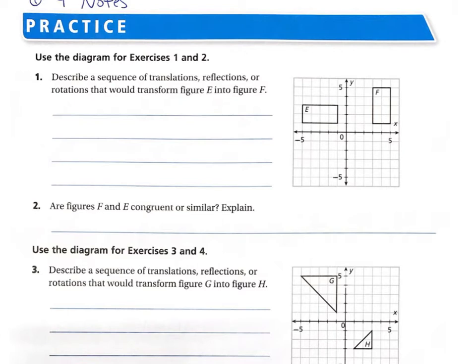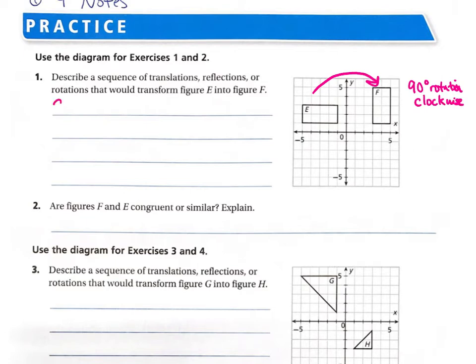So we're going to do some problems together. We're going to use this diagram for exercises 1 and 2. It says, number 1, describe a sequence of translations, reflections, or rotations that would transform figure E into figure F. So it appears that it's turned on its side. So we know that there is some type of 90-degree rotation. And I'm noticing that it went one quadrant over and it went clockwise. So it's a 90-degree rotation clockwise.